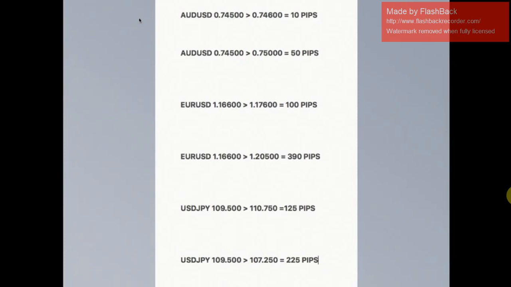So guys, you can look at the explanation. You can see that I did it on every pair. The same with USD JPY, 109,500 to 110,750. All I did was take the decimal point out, typed in on my calculator 110,750 minus 109,500. The answer was 1,250. Again, I dropped the last digit on the calculator. Answer was 125 pips. Guys, that's the easiest way for me to count pips. I don't know if you have a better way, but that works 100% each and every time for me.